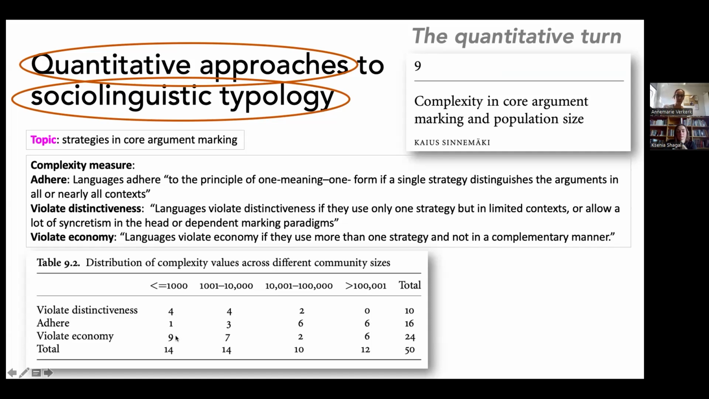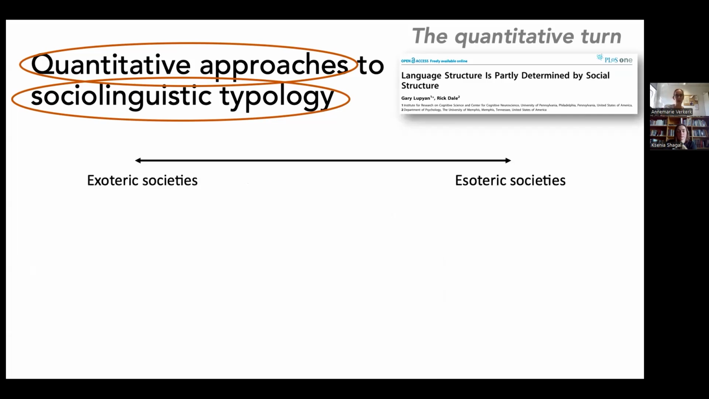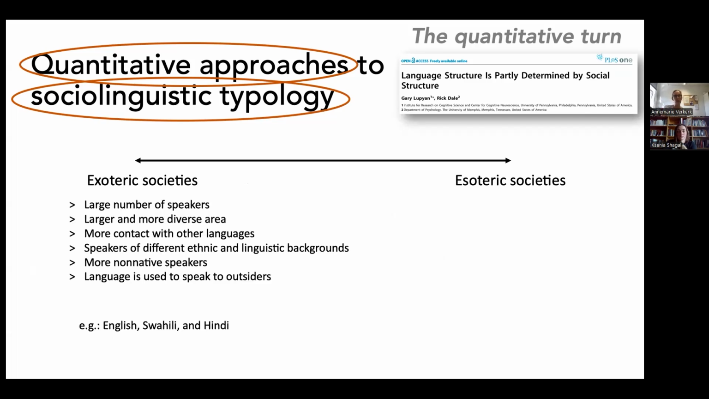That's the first quantitative paper that marked this quantitative turn in sociolinguistic typology. And then the second one is a very famous one. It's Lupyan and Dale's Language structure is partially determined by social structure, where they come up with this idea that there are exoteric societies and esoteric societies.